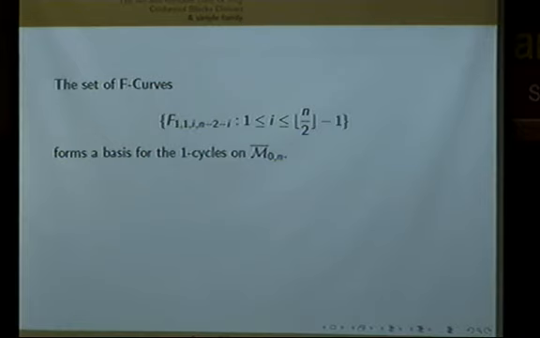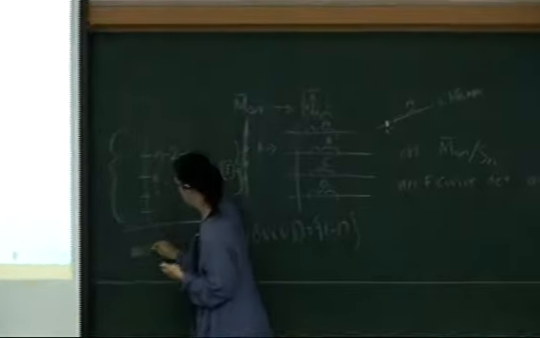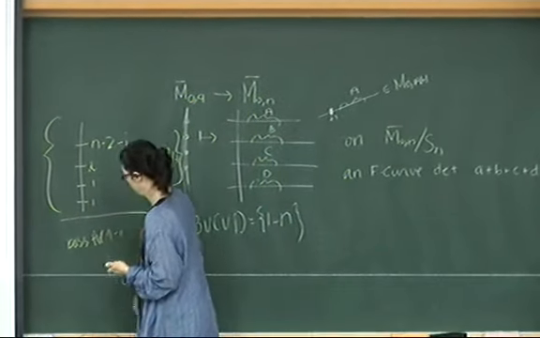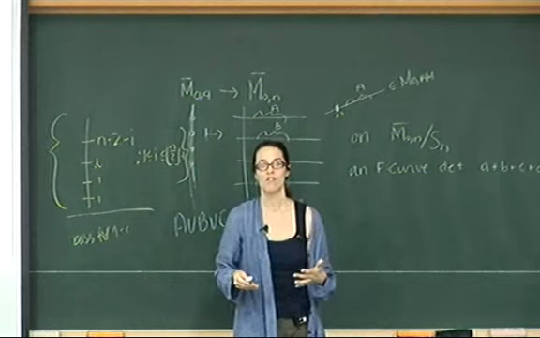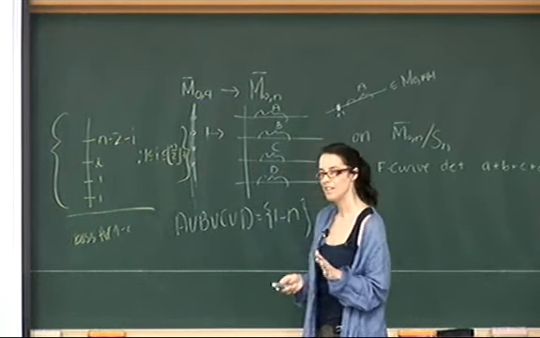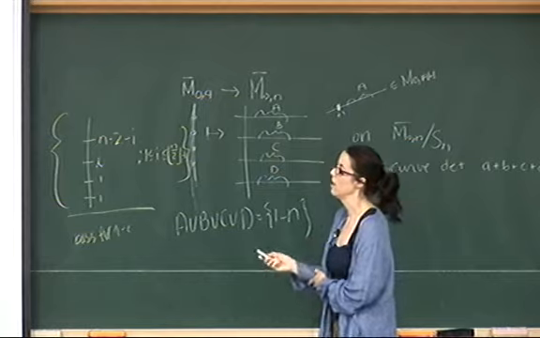So it turns out that this set of F curves where you just have 1, 1, I, and n minus 2 minus I, so there's a 1 and 1 here. The set of all of these, as I goes between 1 and, in this case, n over 2 minus 1, this set is actually a basis for the 1 cycles. And we have an explicit way of writing any F curve in terms of this basis, and I think that Dave will present that formula in his talk.